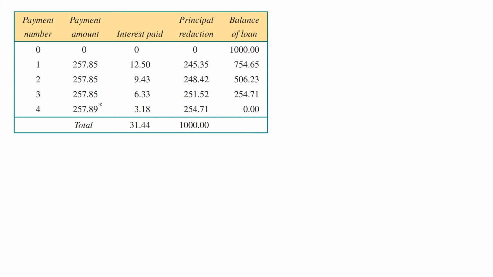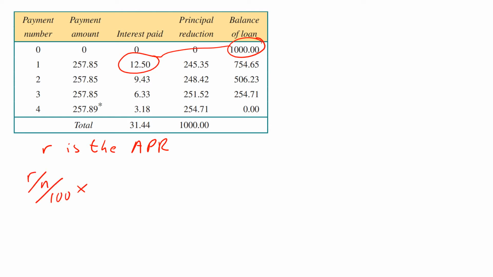All right, we'll talk about how to get little r from amortization tables. Now, when we talk about little r, it is the APR, the annual percentage rate. And it connects this one to this one. And you can say R divided by N divided by 100 times PV equals your interest rate.